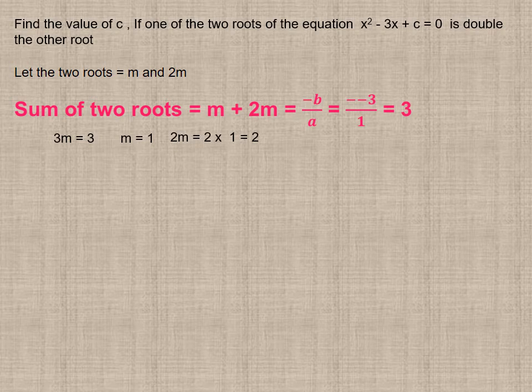How to find the first root and the second root? The first root equals m. That means the first root equals 1. What about the second root? The second root equals 2m. That means 2 times 1 equals 2.